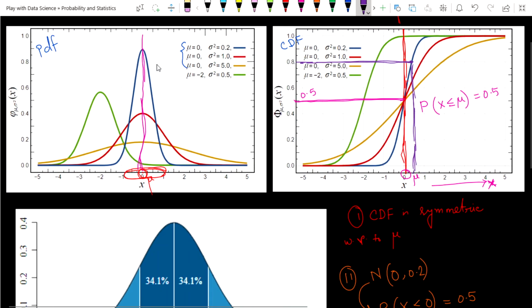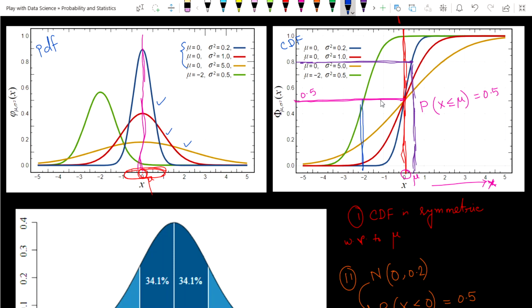Suppose here, in the first example given in these pictures, the first three curves, the blue curve, red curve, and yellow curve, have a mean of 0. Compare the left pictures and right pictures side by side, the PDF and CDF. From the first three curves the mean is 0, but for the second curve, the green curve, the mean is -2.